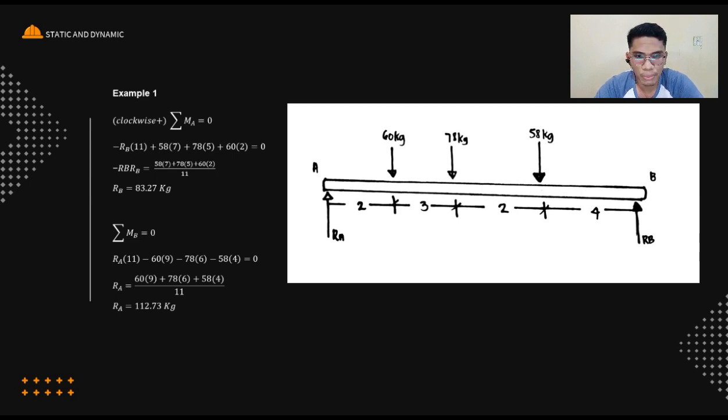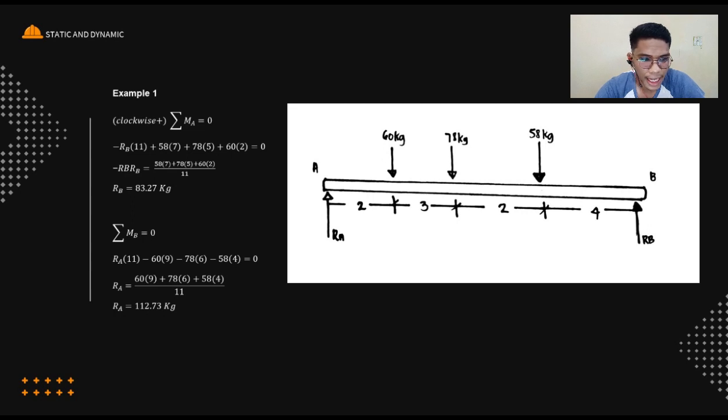So, naging 7 naman po yung multiply natin kay 58 kilograms kasi 2 plus 3 plus 2 is equals to 7. So, yun po ang kanyang moment arm. And then, plus po ulit, 78 multiplied by 5, which is the moment arm noon, which is 2 plus 3, kaya naging 5, plus 60 multiplied by 2, ito po yung moment arm niya. And then, isolate po ulit natin si RB. So, RB is equals to 58 multiplied by 7 plus 78 multiplied by 5 plus 60 multiplied by 2 all over 11. So, RB is equals to 83.27 kilograms.